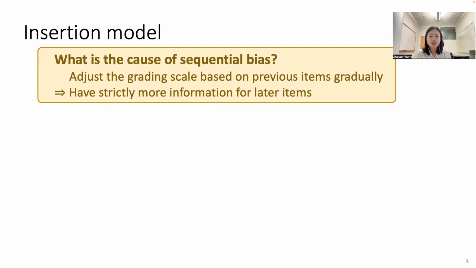The goal of modeling is to mathematically describe how the judges give scores in a way that explains the existence of the sequential bias. Let's think about why this bias arises. We believe one of the reasons is that the judges are gradually adapting their grading scale based on the previous items they've seen. Because of that, they have strictly more information when they are scoring later items. This creates an asymmetry and hence the bias.